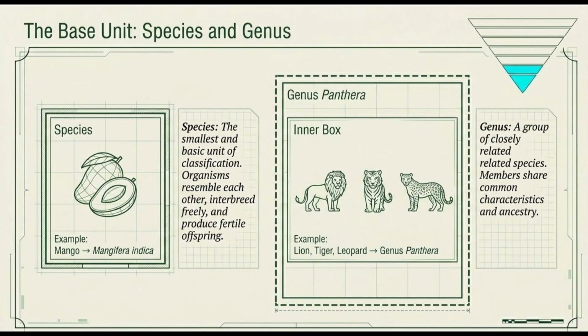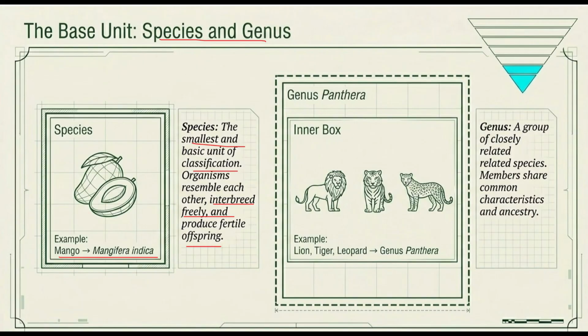Now let's check species and genus. So what is species? Species are the basic unit of classification, right? Organisms in a species resemble each other and can interbreed to produce fertile offspring. For example, mango belongs to the species Mangifera indica, right? So this is how species look like. This is the example. So species is the smallest and basic unit of classification. Organisms resemble each other, interbreed freely, and produce fertile offspring.